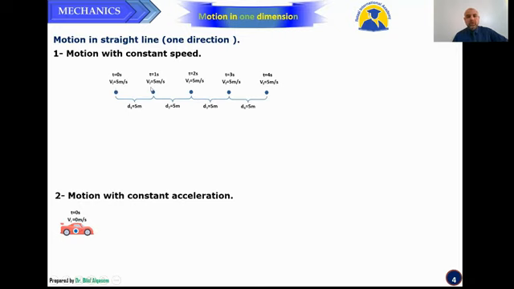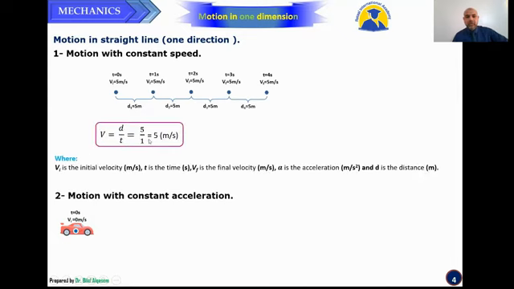After 1 second, the speed is still 5 meters per second because the car covered the same distance during the same interval of time. For example, in the first second, the car covered 5 meters, and we know that velocity equals distance divided by time, so it will be 5 meters divided by 1 second, which is 5 meters per second. So here the speed is constant during the time.